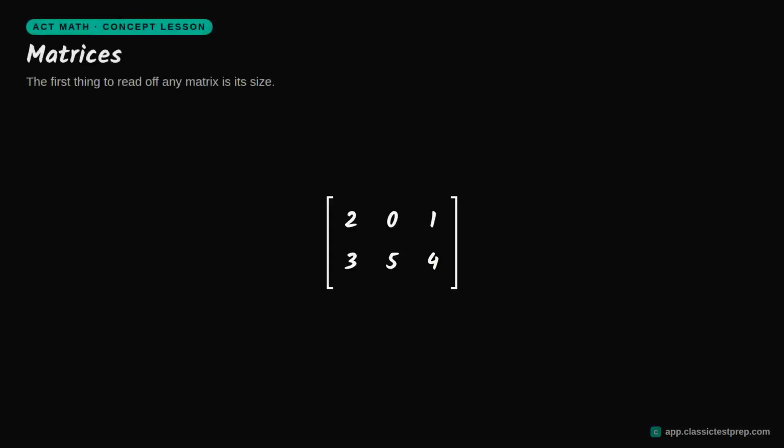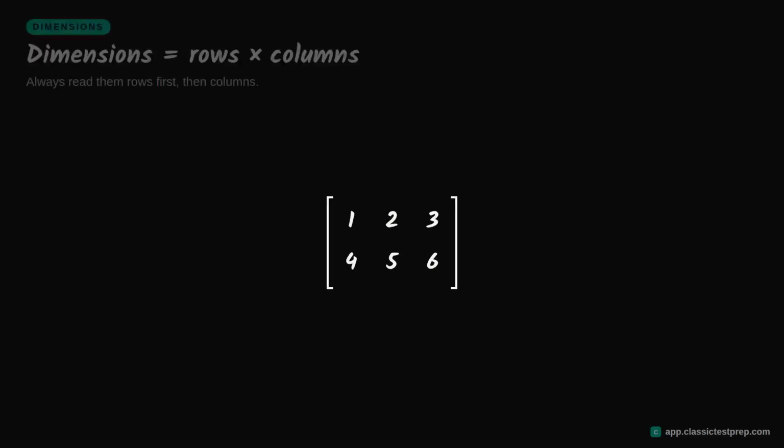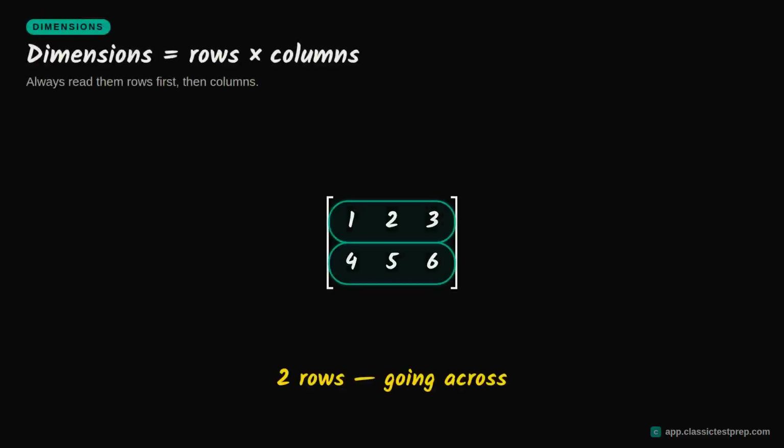All right, let's talk about matrices. The first thing we want to know about a matrix would be its dimensions, the size of the matrix. We always talk about these as rows by columns. So the number of rows by the number of columns in that order.